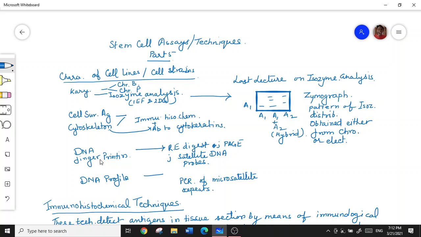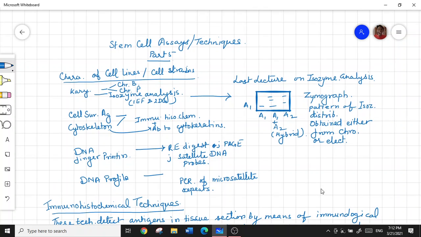DNA fingerprinting may be used for the same purpose, in which restriction enzyme digestion, polyacrylamide gel electrophoresis, and satellite DNA probes are used, and these techniques are used for doing the DNA profiling. PCR of microsatellite repeats is done. So today I am going to tell you about immunohistochemistry.